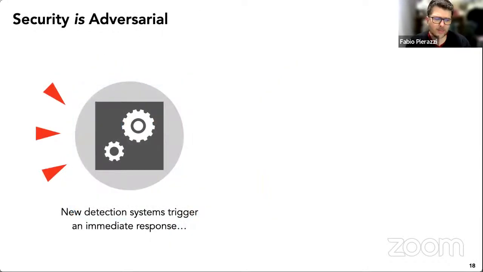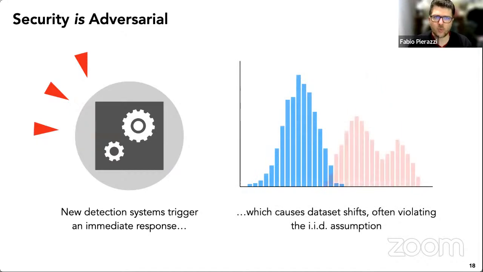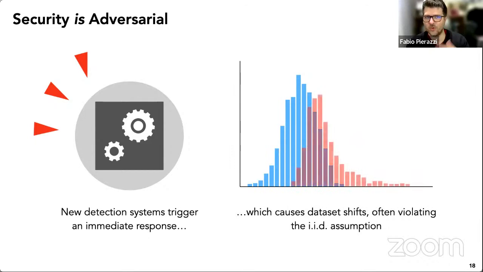And I guess the answer that I gave myself, also discussing with my collaborators, is that our specific condition is that the security domain is adversarial by nature. So if we develop a new detection system, attackers will immediately try to evade.